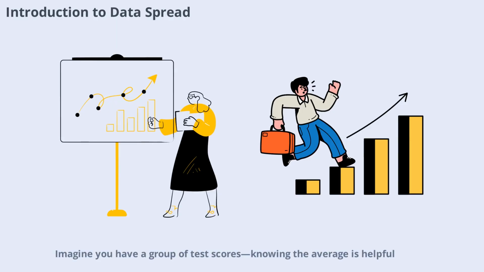Imagine you have a group of test scores. Knowing the average is helpful, but understanding how much those scores differ from each other gives you a deeper insight. That's where variance and standard deviation come in. Let's start by exploring why measuring data spread is so important in real-world scenarios.